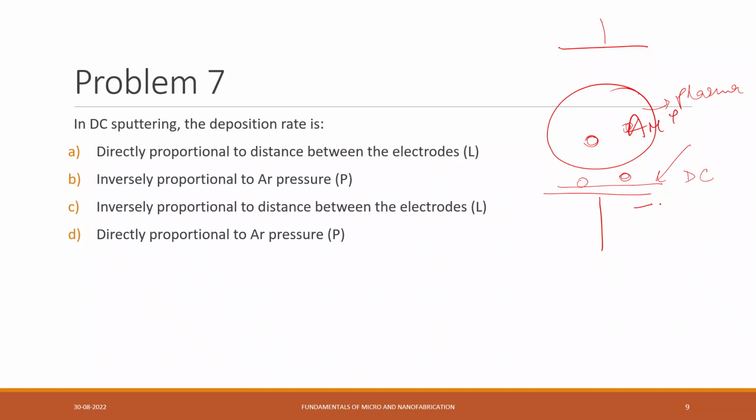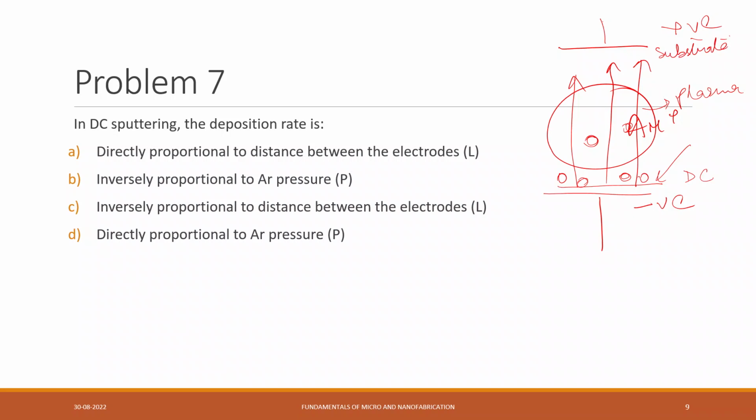This is the negative terminal, and this is the positive terminal. This high bias gives rise to argon ions, which we call plasma. This high energy plasma comes down and knocks off the atoms from the target material, and they go to the substrate side. So this is the concept of DC sputtering.